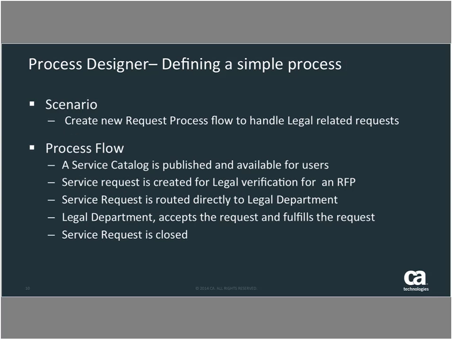So let me define a simple process, and show how easy it is to create. I'm taking a scenario where you're creating a new request process flow to handle all legal related requests. So what's the standard process? I need to create a catalog, or I can just go directly to service request and then create a request for a particular RFP.